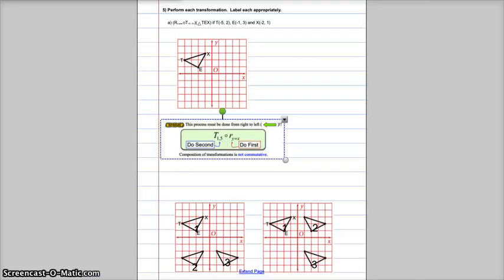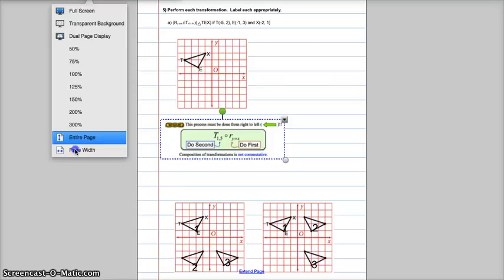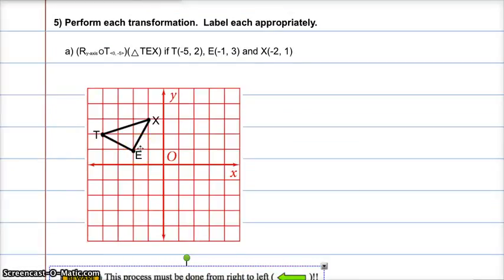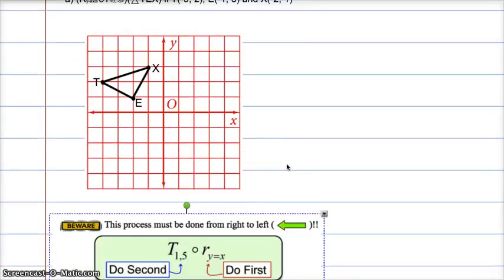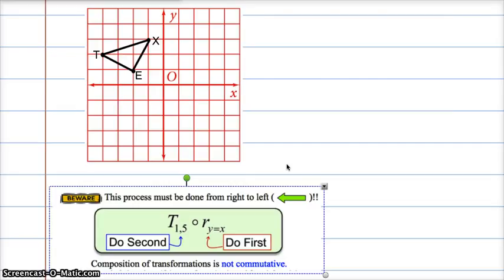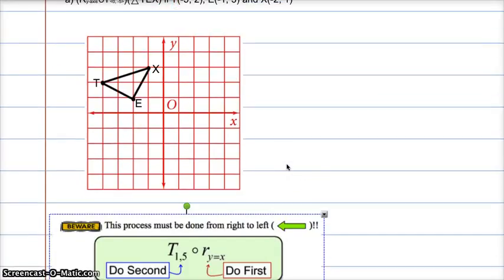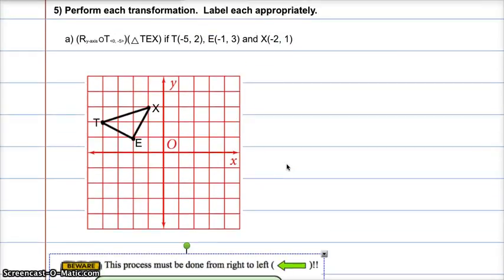Just below that in problem 5 though, these are asking you to perform each transformation and to label them appropriately. Please beware that the process is read from right to left. It's telling you to do the second one first. So this is happening first, this is happening second. So start with triangle TEX, do the translation, and then do the reflection. So I have triangle TEX already labeled, so go ahead and do the same.